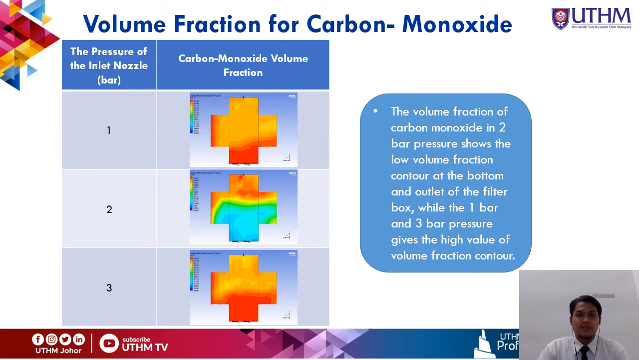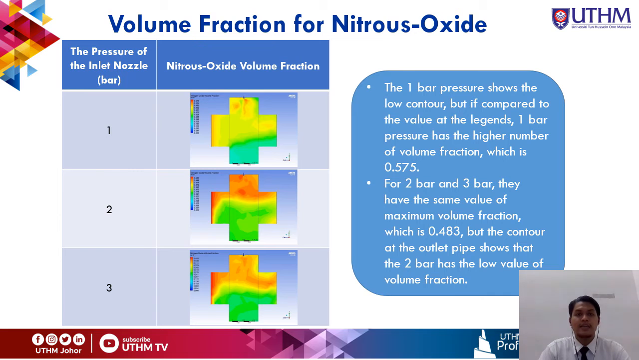Okay, this table shows the contour of carbon monoxide volume fraction for pressure 1 bar until 3 bar at the inlet nozzle. The red color shows the highest value of contour, while the blue color shows the lowest value of contour. The volume fraction of carbon monoxide in 2 bar pressure shows the low volume fraction contour at the bottom and outlet of the filter box, while the 1 bar and 3 bar pressure give the high value of volume fraction contour. Next, this is the volume fraction for nitrous oxide.